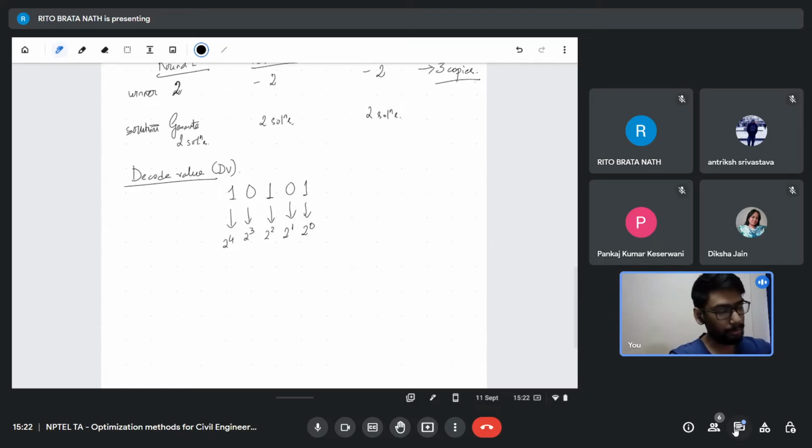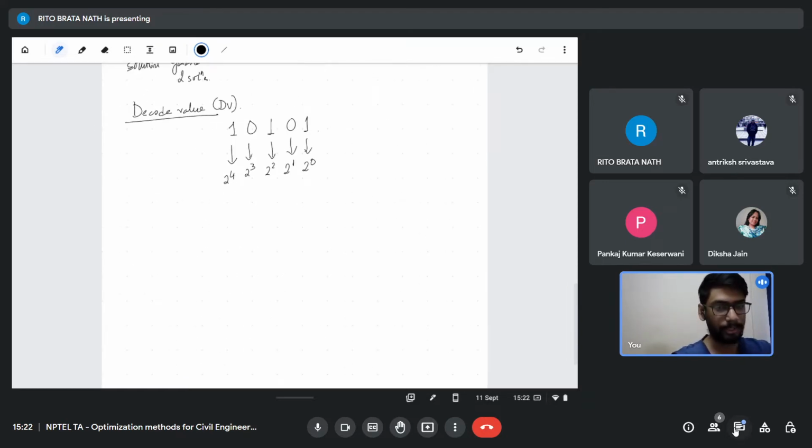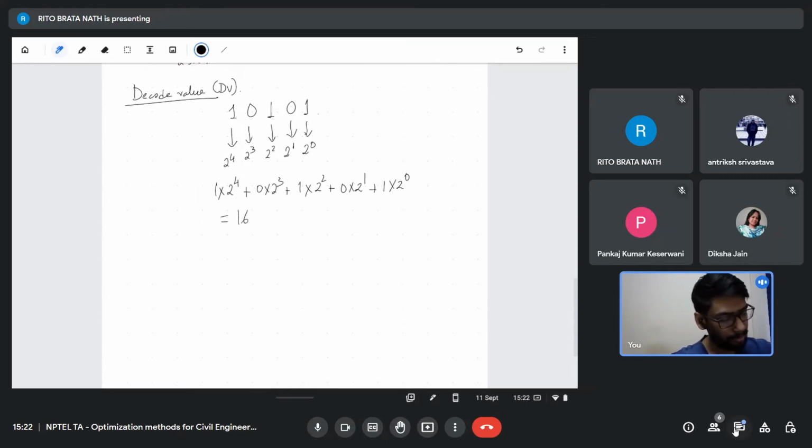And next, what you have to do is multiply whatever number you have with the 2 raised to some powers that I have written, and add it up. So the decoded value will be 1 times this, plus 0 times this, plus 1 times 2 square, plus 0 times 2 to the power 1, plus 1 times 2 to the power 0. If you add it, you will get 16, from here you will get 4, and from here you will get 1. So your decoded value here is 21.